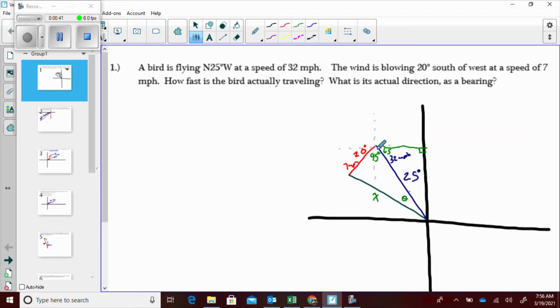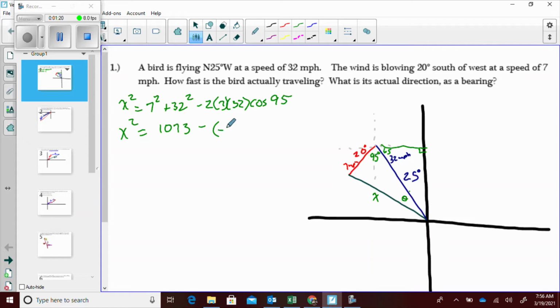I'm going to do the law of cosines. I'm going to have x squared equals 7 squared plus 32 squared minus 2 times 7 times 32 times cosine of 95. So we just take our calculator, 7 squared plus 32 squared. X squared is 1073 minus 2 times 7 times 32 times the cosine of 95.